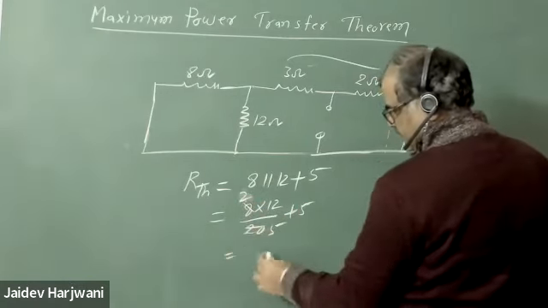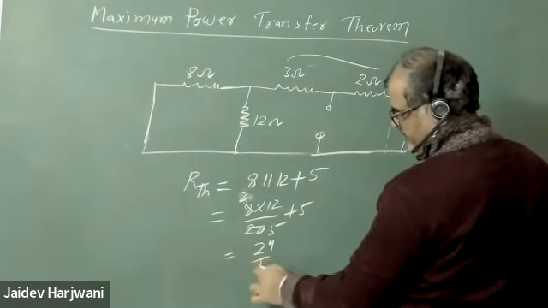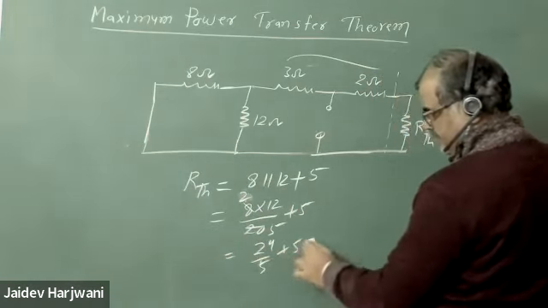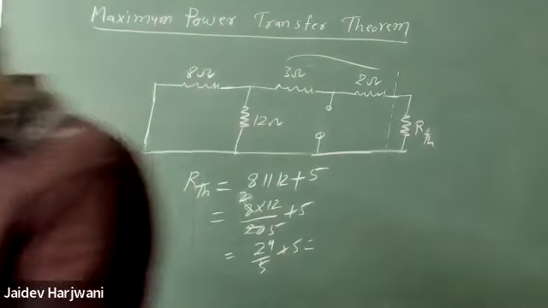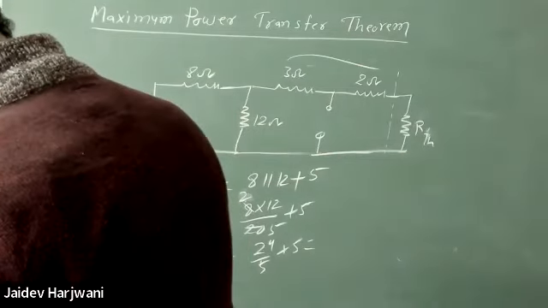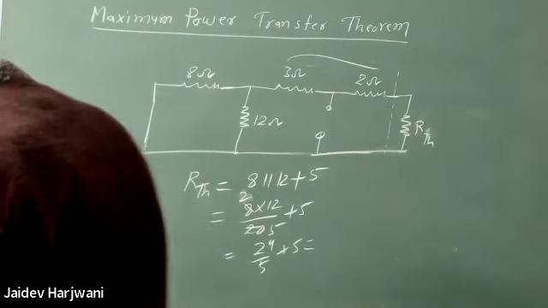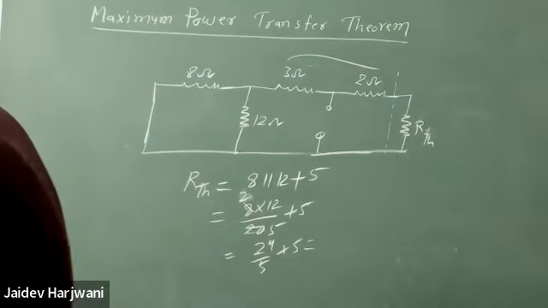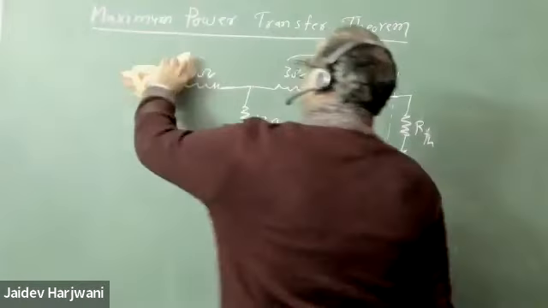So how much did it come, 24, am I doing right? 5 plus 5. How much is coming, tell me? 9.8. 9.8 is coming, R Thevenin. Yes sir, check. So 5, 6. Oh, I have written by mistake here 8. This is 6.